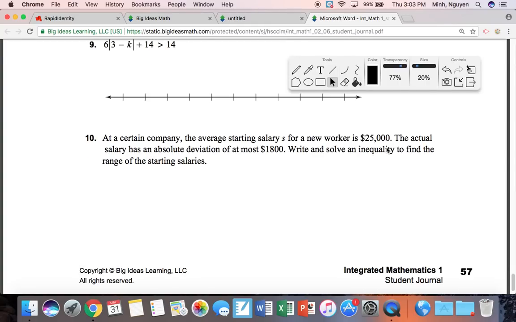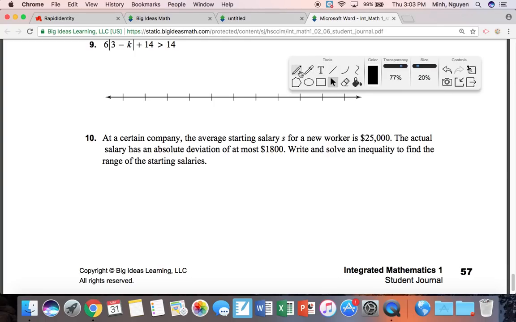At a certain company, the average starting salary S for a new worker is $25,000, and the actual salary has an absolute deviation of at most 1,800. Write and solve an inequality to find the range of the starting salaries. So let's see. The average starting salary is 25,000. Deviation has to be less than 1,800.